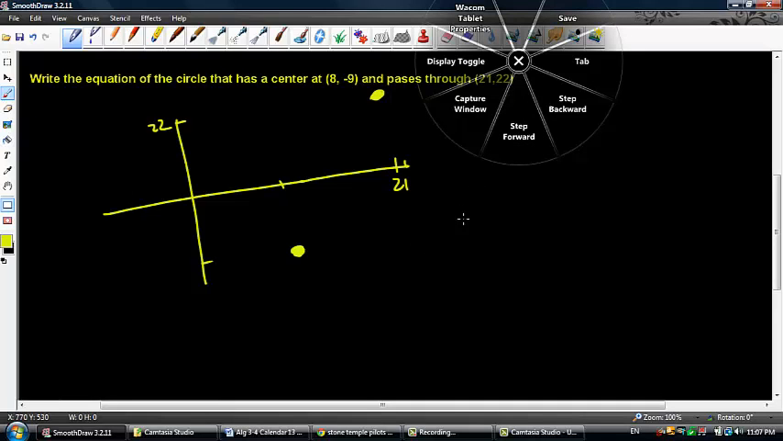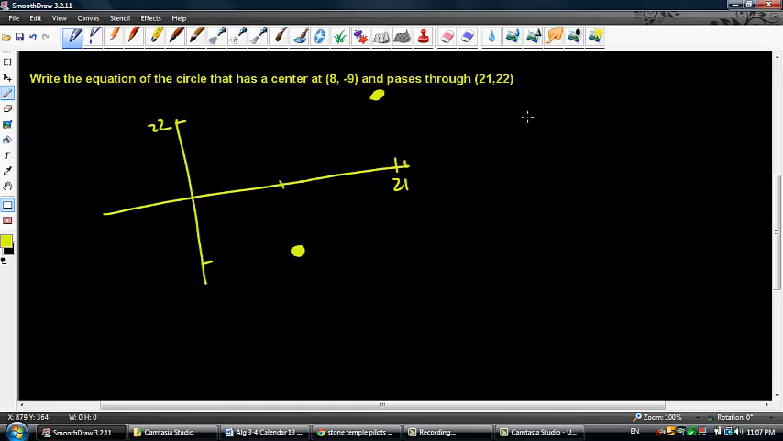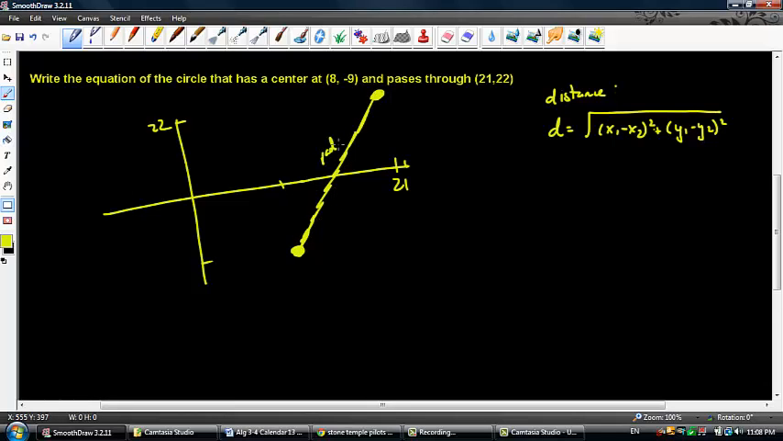Well, remember, last lesson we learned this cool thing called the distance formula. That was defined as d equals radical (x sub 1 minus x sub 2) quantity squared plus (y sub 1 minus y sub 2) quantity squared. Well, we have to use that formula again in order to figure out what the radius of this circle is, because the distance between these two points is the radius of the circle. So let me jot down these coordinates again. The center's at 8, comma negative 9. This random point here is 21, 22. So let's do the distance formula. That's how we're going to find out the radius of this circle.